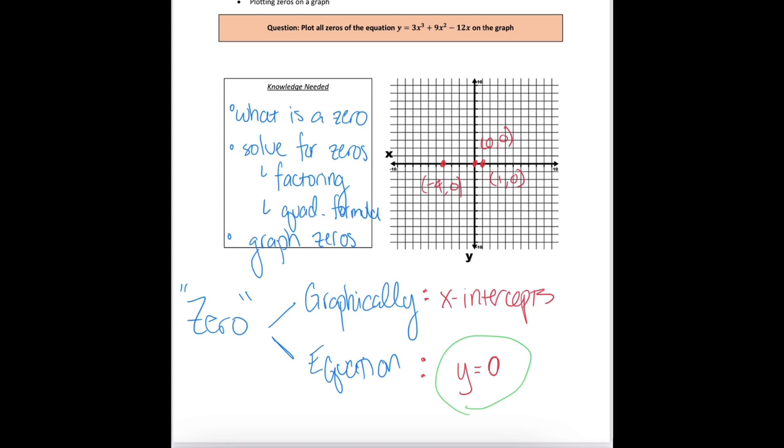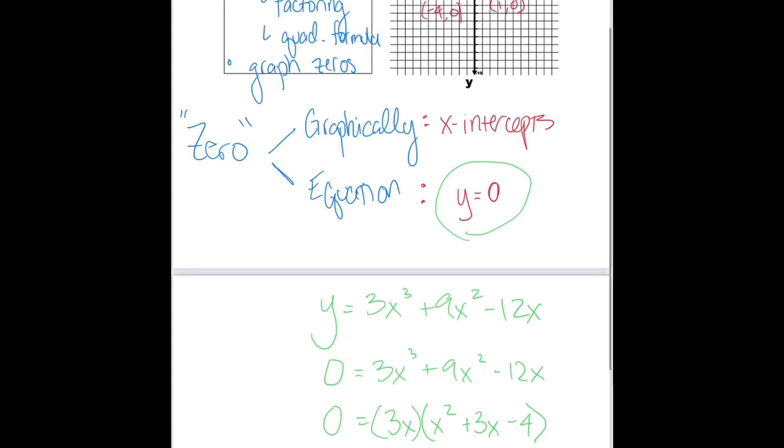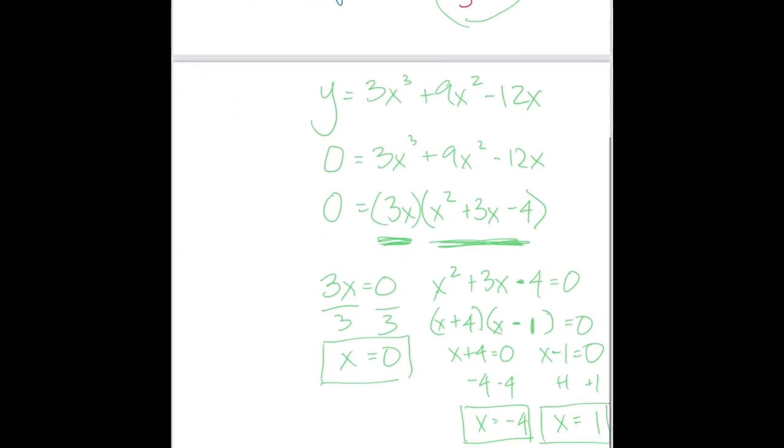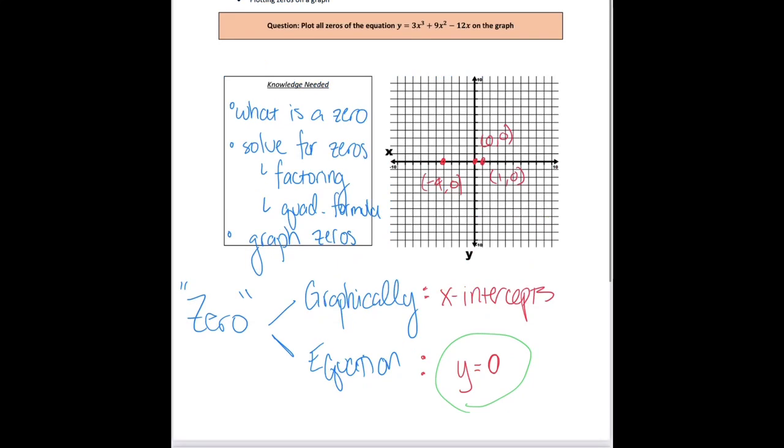So again, what did we do today? We talked about, hey, what is a zero? And we understood that just means that it's when the graph crosses the x-axis. And from an equation perspective, that really means setting y equal to 0. We went through an example of actually solving the zeros for an equation by setting y equal to 0, and we found out that we had 3 different zeros or 3 different points where this graph would cross the x-axis. And the final thing we did was we just plotted those 3 points where this graph will cross the x-axis onto the coordinate plane. Right? So that's all you need to know.